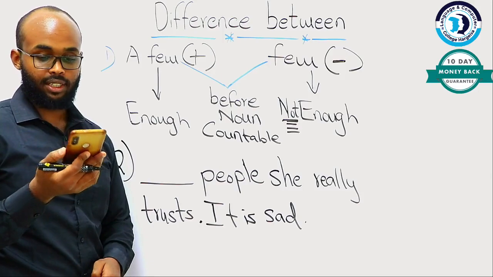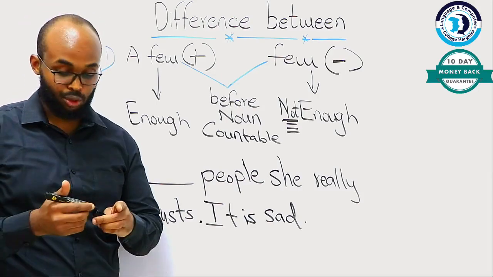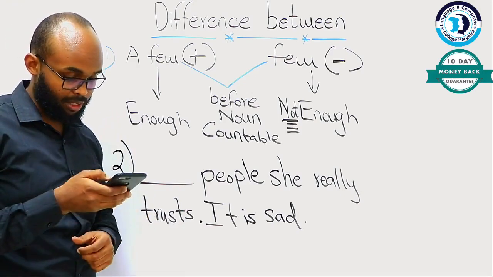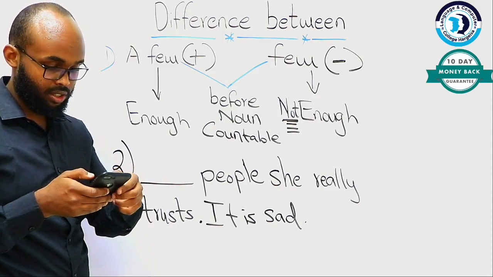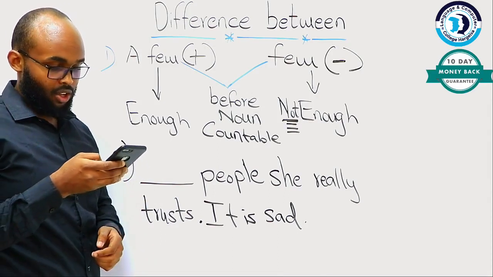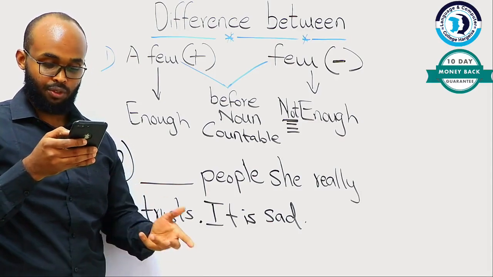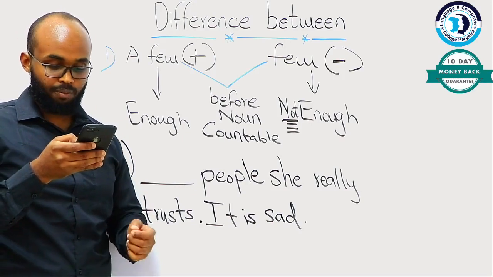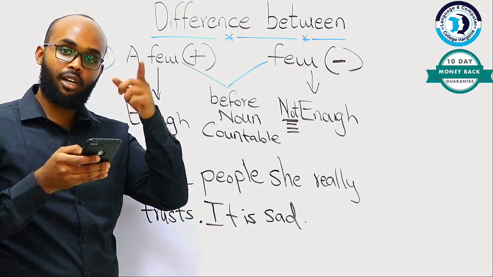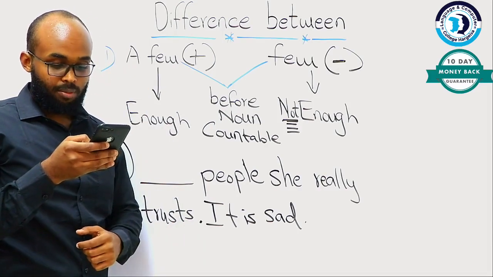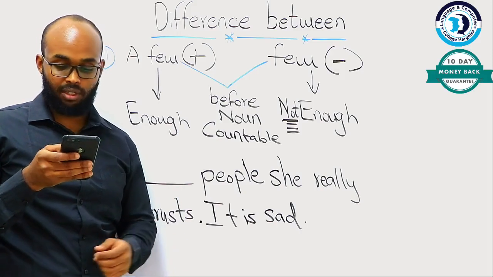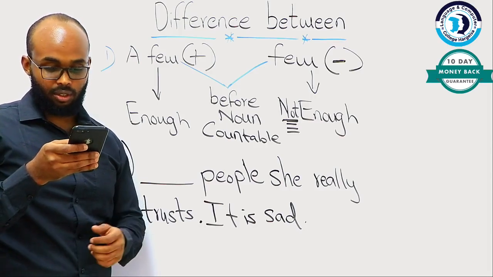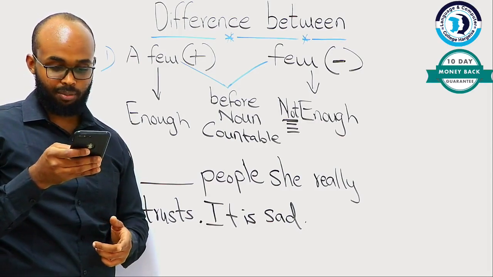Okay, write it down, show it to me. This is number two. So tell me, number two. Okay, Nasteha, the first one says few. Abdi Mahamud, few. A few. Muhammad, few. Okay, Muhammad, thank you very much. We have another person, a few.